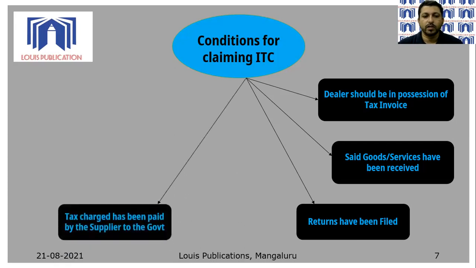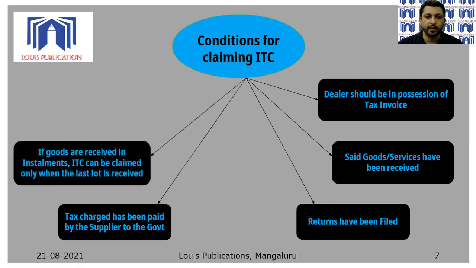Next very important condition, tax charged has been paid by the supplier to the government. So whatever input tax that we have already paid to our supplier, the supplier has deposited it with the government, the central government exclusively if it is IGST, or a portion of CGST and SGST to central government and state government 50% respectively. So it's very important, whatever input tax has been paid to my supplier, such a supplier has already deposited that GST amount with the government. That's the fourth very important condition for claiming input tax credit.